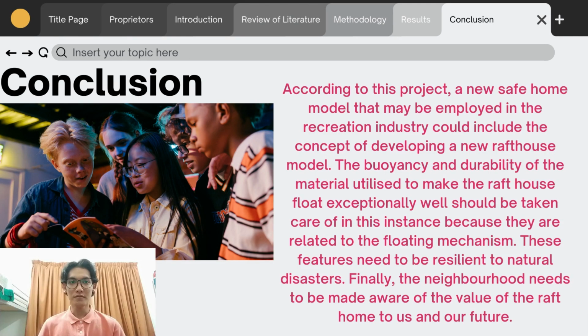Last is the conclusion. According to this project, a new safe home model that may be employed in the recreation industry could include the concept of developing a new raft house model. The buoyancy and durability of the material utilized to make the raft house float efficiently should be taken care of in this instance because they are related to the floating mechanism. These features need to be resilient to natural disasters. Finally, the neighborhood needs to be made aware of the value of the raft home to us and our future.